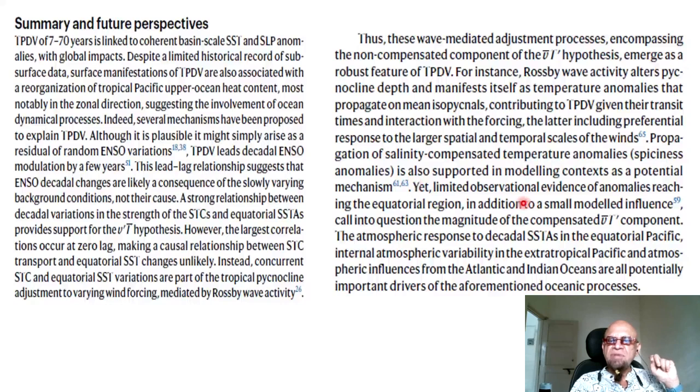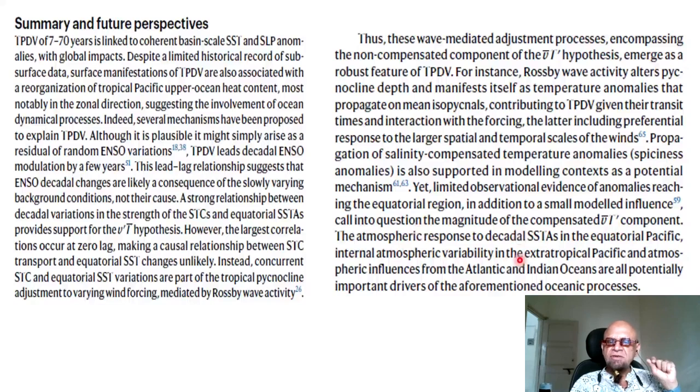Propagation of salinity-compensated temperature anomalies, spiciness anomalies in that sense, is also supported in modeling context as a potential mechanism. Yet, limited observational evidence of anomalies reaching the equatorial region, in addition to a small modeled influence, call into question the magnitude of the compensated V bar T prime component. Okay, if T prime has to survive all the way, even if compensated by salinity, it just doesn't seem to reach across the potential vorticity barrier, let's say.